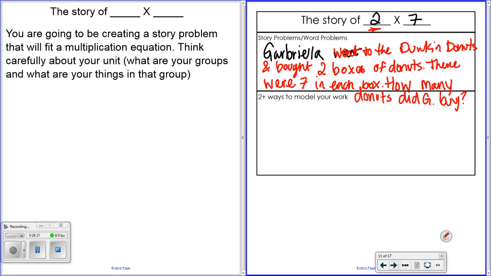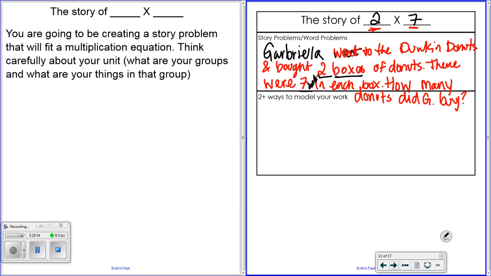Thumbs up if you understand what you're doing for that part. You're going to pick some numbers. I don't care what they are. And then you're going to put a story problem. Gabriella chose 2 boxes. Those were her groups. And then 7 donuts were the thing that were in each box.